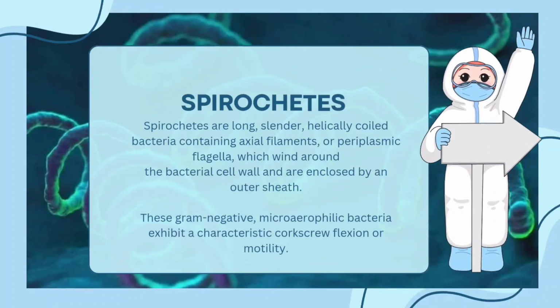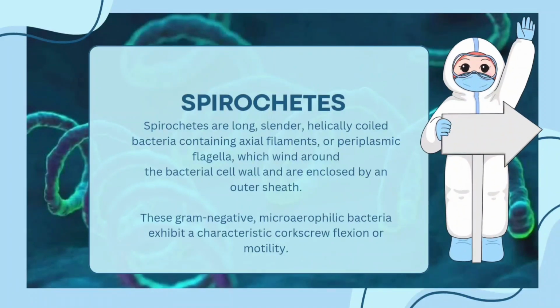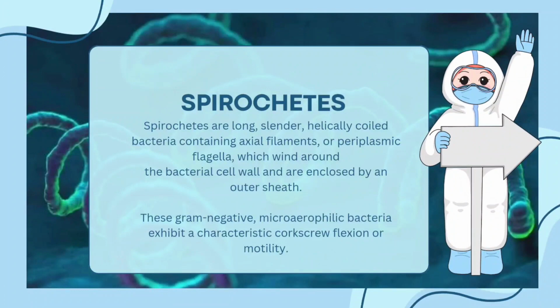Spirochetes are long, slender, helically coiled bacteria containing axial filaments or periplasmic flagella, which wind around the bacterial cell wall and are enclosed by an outer sheath. These gram-negative microaerophilic bacteria exhibit a characteristic corkscrew flexion or motility. For a more detailed discussion about spirochetes, let us move on to our reporters.